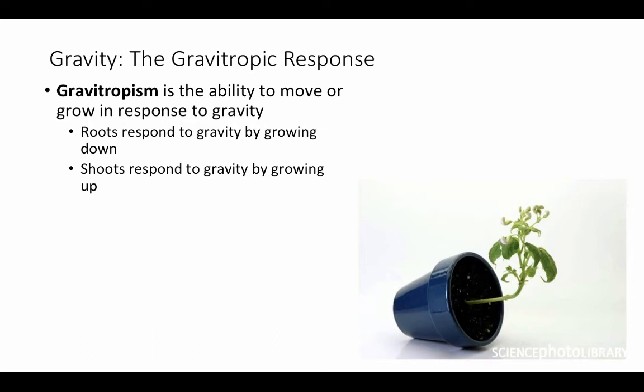Obviously plants need to grow in such a way that their roots grow down into the soil, and their stems grow up toward the light to collect sunlight. So they have this phenomenon called gravitropism, or movement in response to gravity. Gravitropism is the ability to move or grow in response to gravitational pull. If they are moving or growing in the same direction that gravity's pulling, that's called positive gravitropism. So roots respond to gravity by growing down. Shoots exhibit negative gravitropism, growing in the opposite direction from the gravitational pull, and they respond to gravity by growing up away from it.